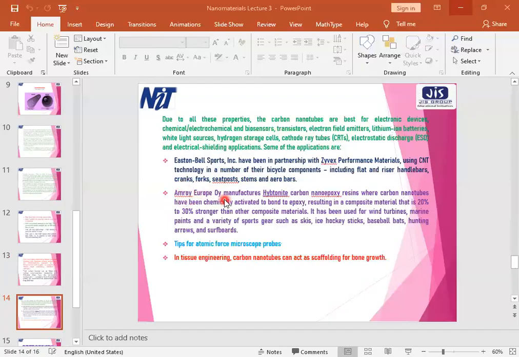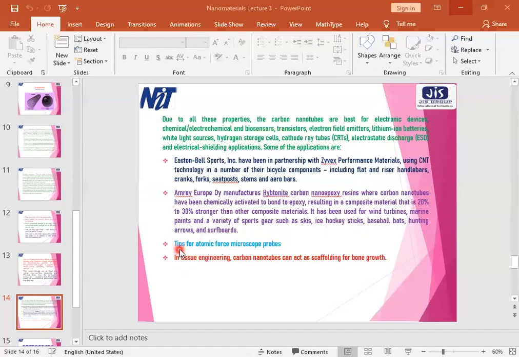Amroy Europe Oy manufactures Hybtonite. They have also used carbon nanotubes to form a composite material that is 20% to 30% stronger than other composite materials. It has been used in wind turbines, marine paints, and a variety of sports gear such as skis, ice hockey sticks, baseball bats, hunting arrows, and surfboards.